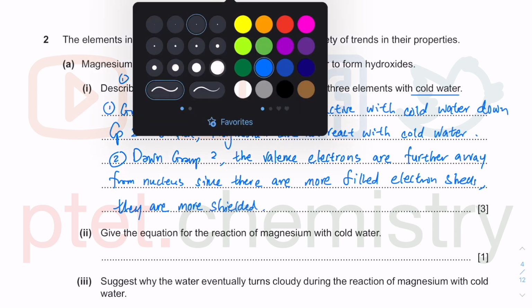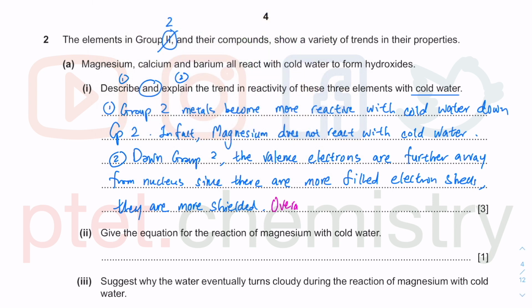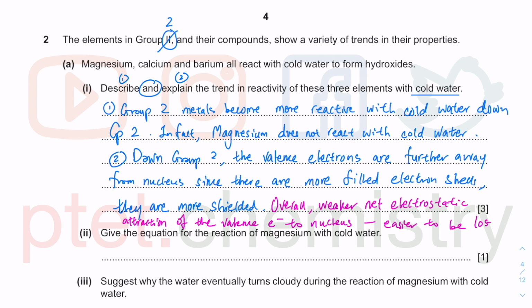So overall, it's much easier to lose them. Overall, weaker net electrostatic attraction of the valence electrons to the nucleus. And if they are less attracted to the nucleus, they are easier to be lost. And that is how group 2 metals will react. They lose the outer shell electrons. If easier to be lost, they become more reactive going down group 2.